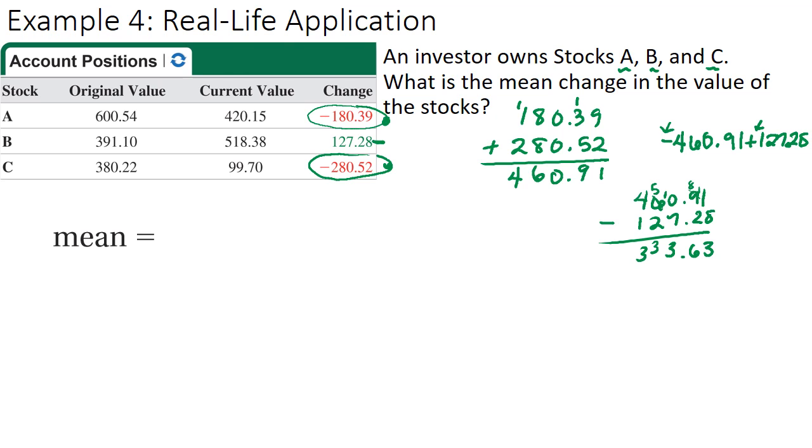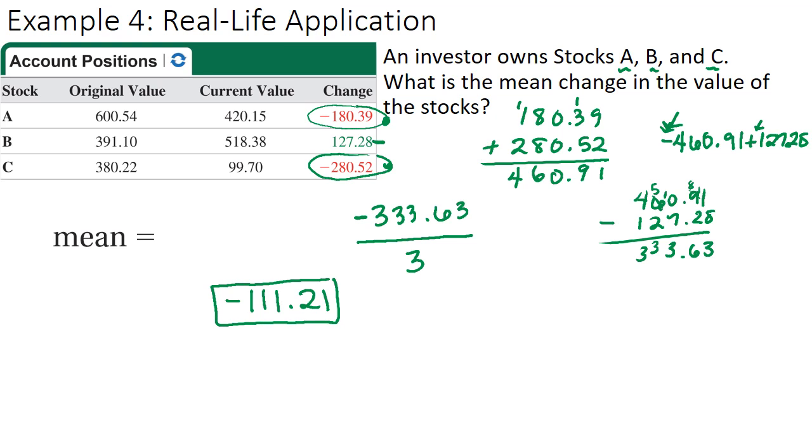So for our sum of all of these stocks together, we should end up with 333.63 as our change. Now because our bigger number was negative, that means it was a loss of 333.63. Now we then need to take this number and put it over 3 because we're looking at the average change, or the mean change of these stocks. So as we divide this by 3, we should end up with negative 111.21 as our mean change.